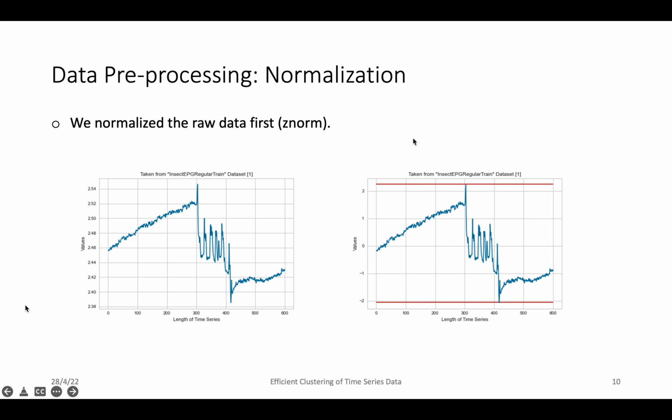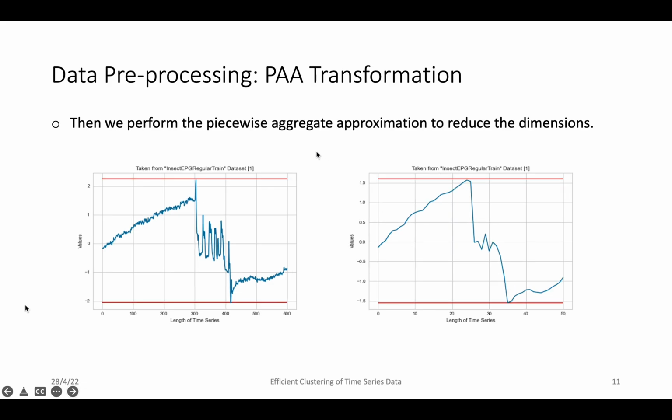As usual, we did some normalization. We used z-norm for this to do the proper scaling, as you can see here. After that, we did some piecewise aggregate approximation, which reduced the dimension of the time series while preserving the actual shape of the time series. As you can see, before the length of the time series was 600, now it's 50, but the shape is all right.